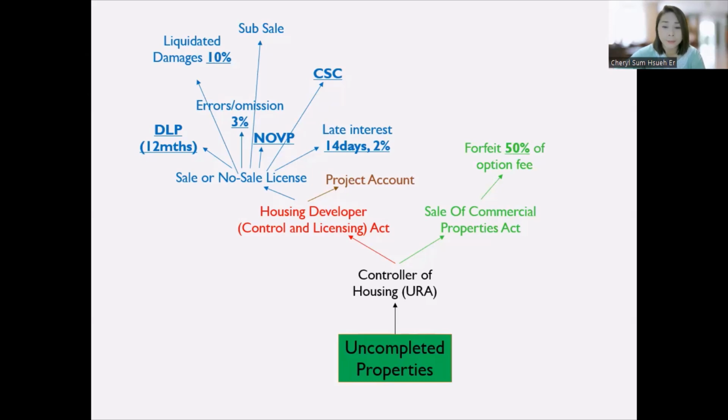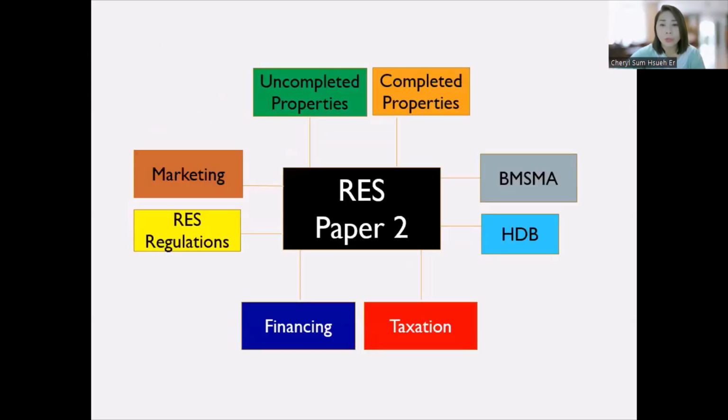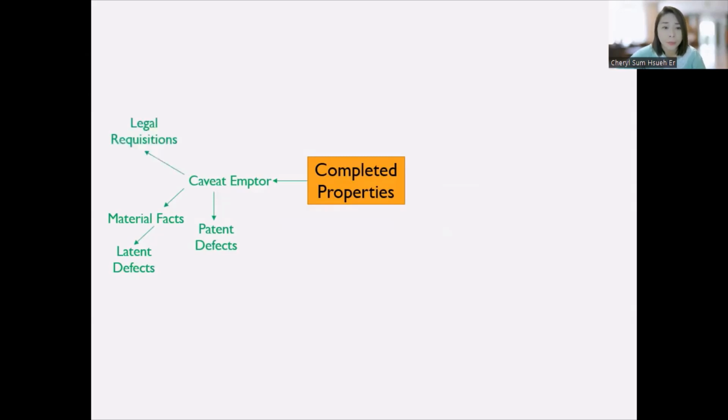Now going on to completed properties. Completed properties has got to do with the first keyword, caveat emptor, you buy as is where is. This would generally cover things like patent defects, which is aesthetic. Things that are easily picked up, such as missing items, etc. Also, we learned about what is material facts, and under material facts, you will see this keyword, latent defects, which is things like water seepage, structural issues, etc.